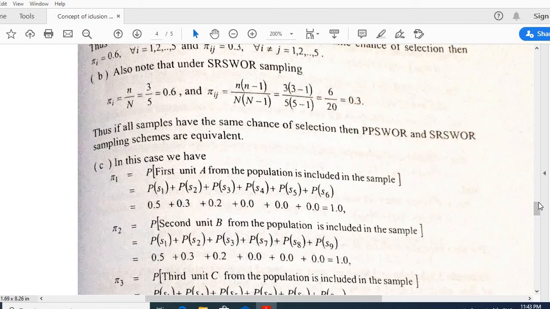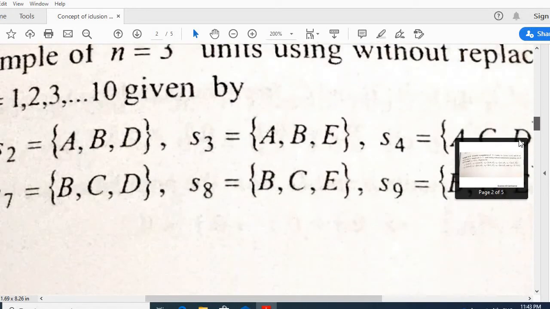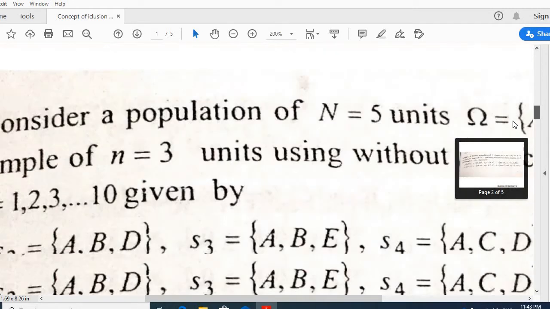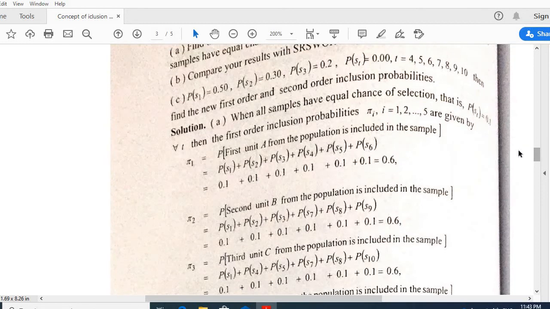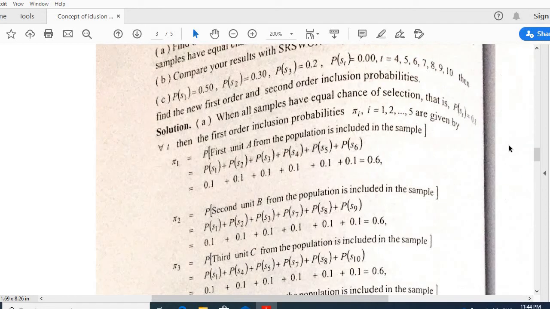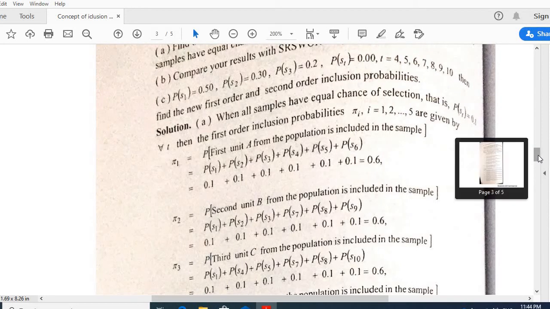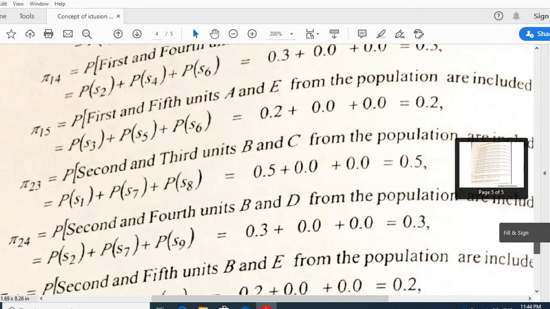Here the selection probability of the samples is not equal. The probability of selection of the first sample is 0.5. The probability of selection of the second sample is 0.3. The probability of selection of the third sample is 0.2. The remaining samples have zero probability of being selected as a sample. Now we come towards the solution.